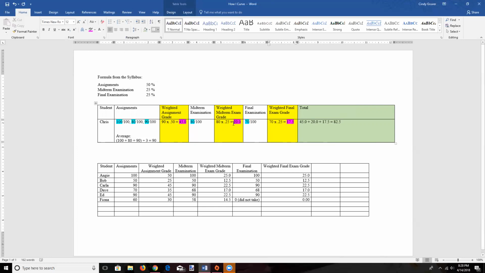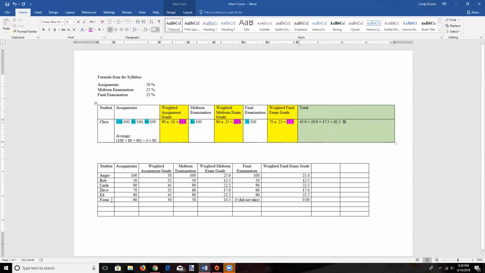So we add 45 plus 20 plus 17.5, these numbers right here, and we can see that Chris ended up with an 82.5. And we know that that works out to be a B in most cases. But of course, we don't know what the curve is for this class. The way that I do curves will be the next section. So now we're ready to switch on over and talk about curving.